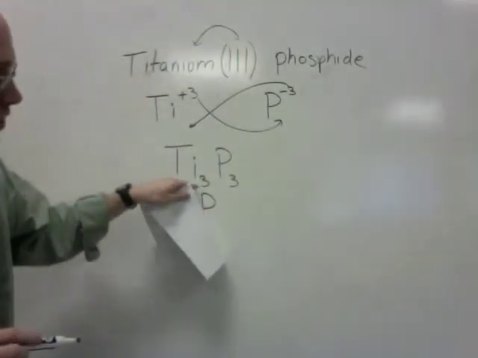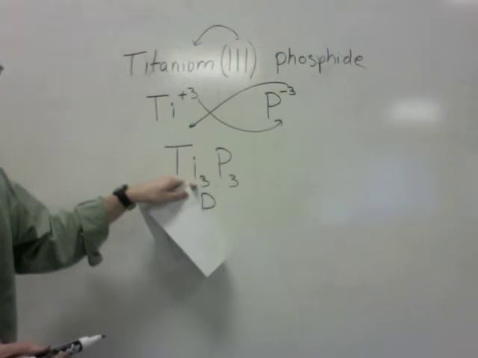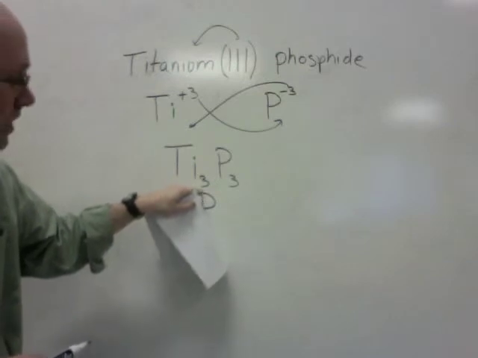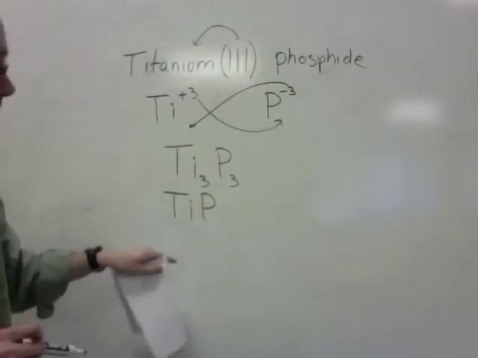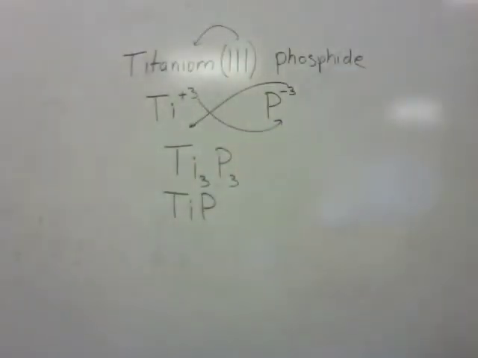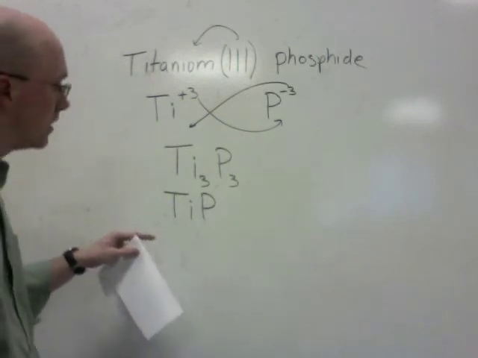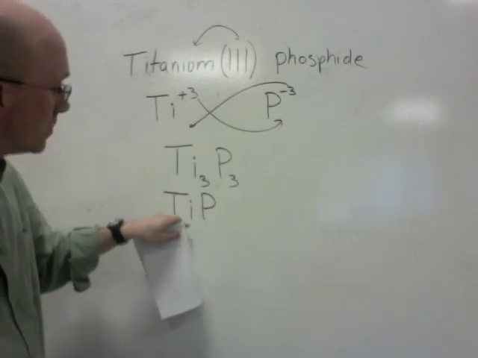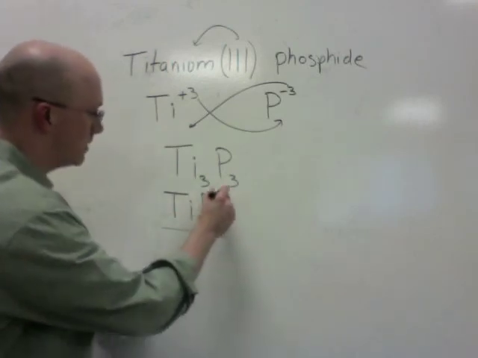Just like with the ionic compounds before, if there's a simpler ratio than the one shown here, this is a 3-to-3 ratio, that is the same thing as a 1-to-1 ratio. So a 3-to-3 ratio can be simplified to a 1-to-1 ratio. So you end up simplifying it to this formula right here.